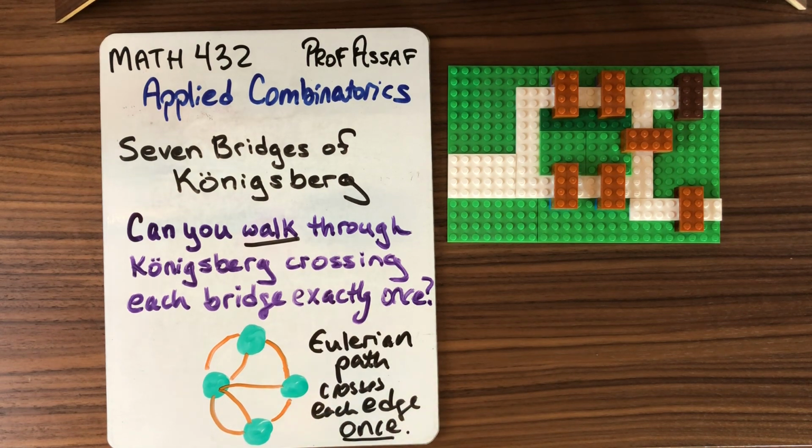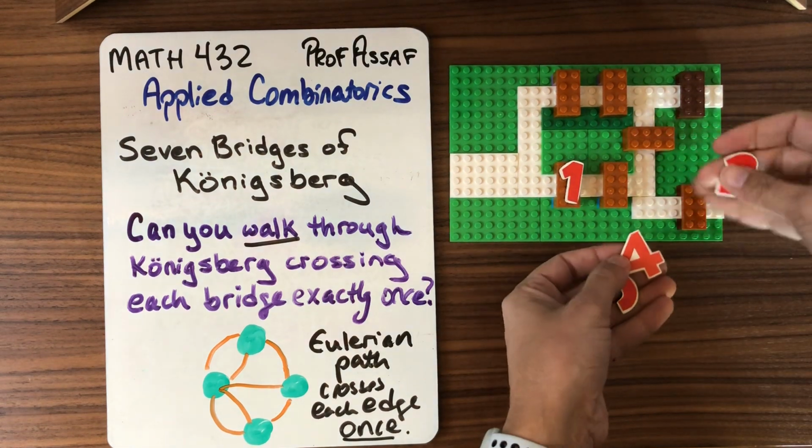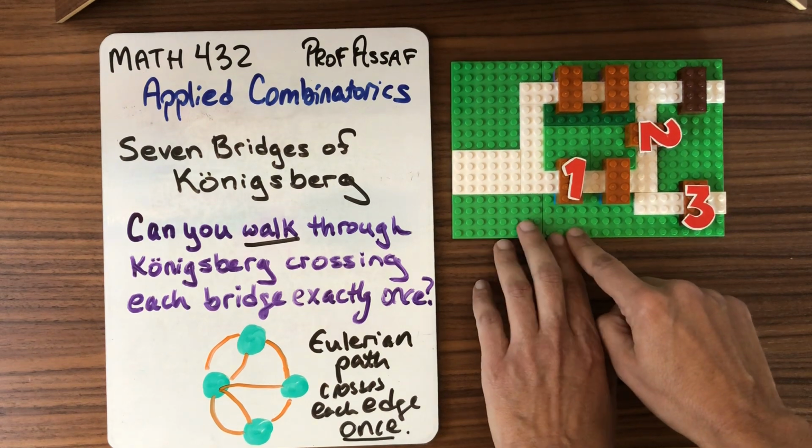So if we do that, that's a walk. So we can take a walk on this graph. Maybe we'll take our numbers for a walk. I could start here, take this bridge, and then this bridge, and then this bridge, and I end up back here, and that's a closed walk.